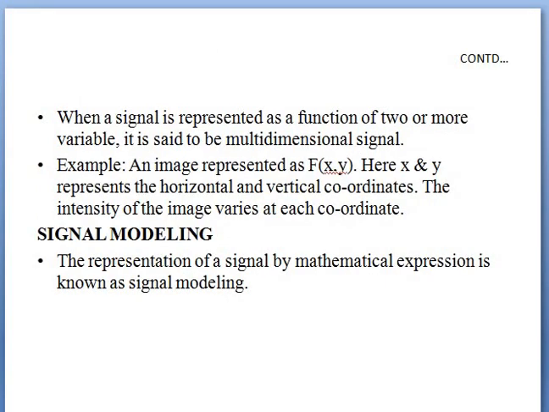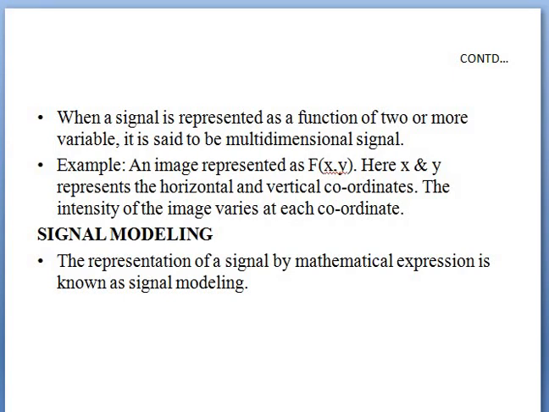When a signal is represented as a function of two or more variables, it is said to be a multi-dimensional signal. Example: an image represented as f(x, y). Here x and y represent the horizontal and vertical coordinates. The intensity of the image varies at each coordinate.